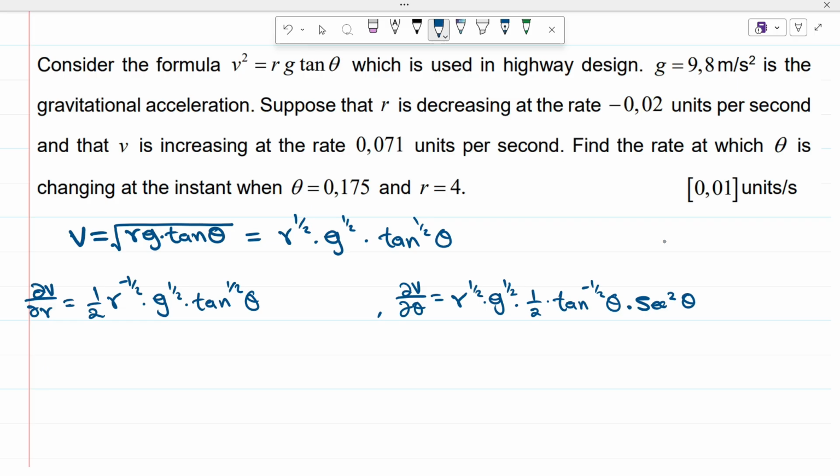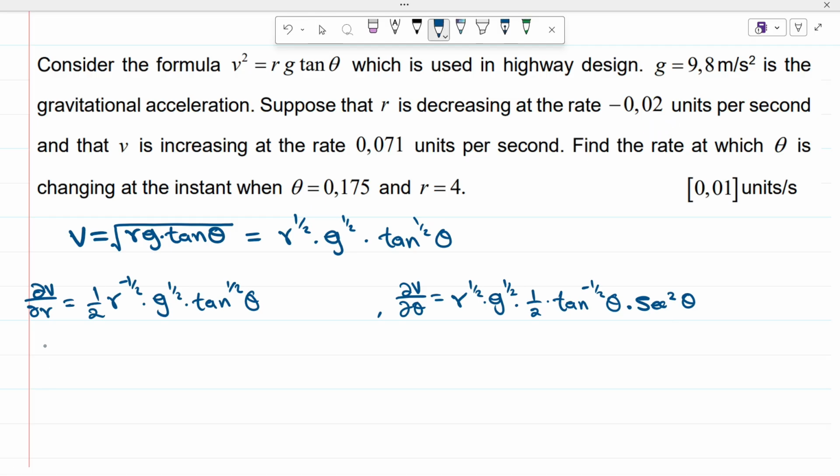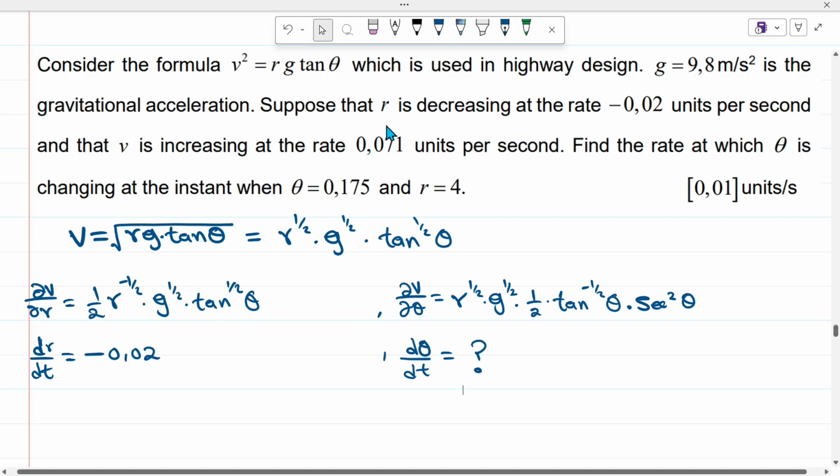Now let's analyze our equation again to see what we're given and what we're not given. Suppose that r is decreasing at a rate of that. So we're given that dr/dt is equivalent to negative 0.02. And then the rate at which theta changes with time is what we are not given; we are looking for it. We are also given that v is increasing at that rate, so we are given also the rate at which v changes with time.